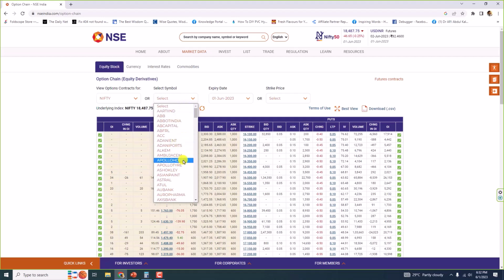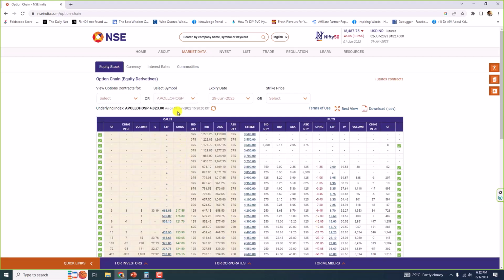Okay, let me select Apollo Hospital. Now, this is a stock and not an index. The last traded price of Apollo Hospital is this much. Or this is the spot price of Apollo Hospital stock, or this is the stock price. You can call it the way you want. But this was the price of one stock of Apollo Hospital.